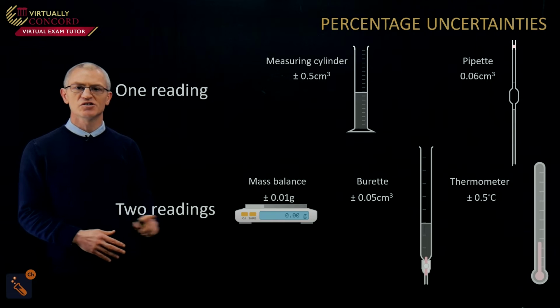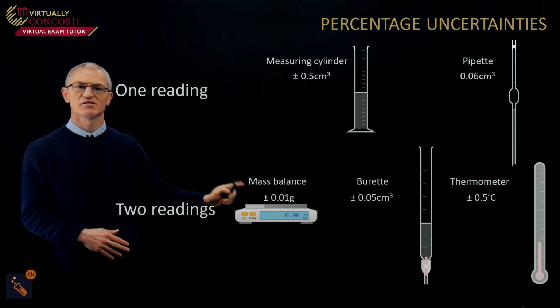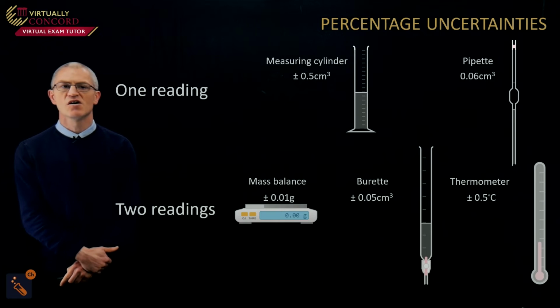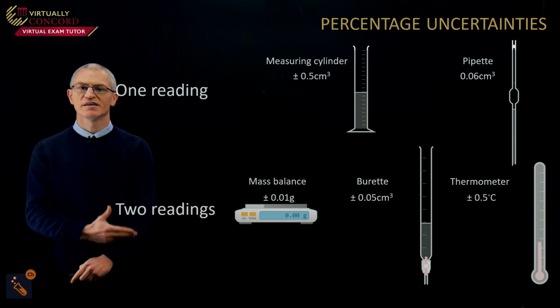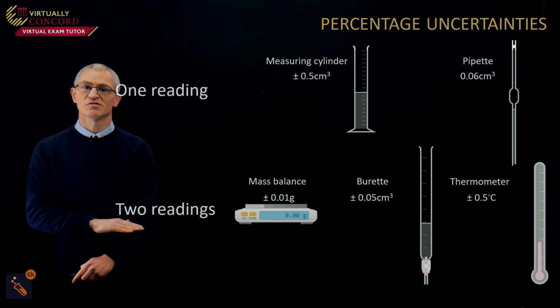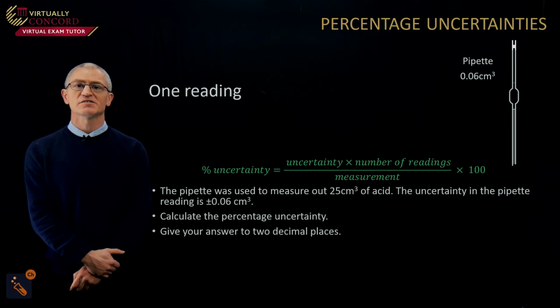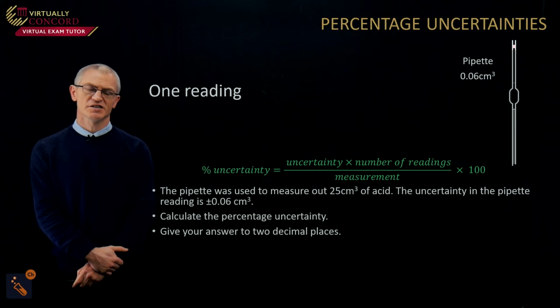We've got all of the ones that are two readings: two readings on the mass balance, two readings on the burette, two readings on the thermometer. And that is the most common mistake that you make in these questions, you don't remember that there are 2 readings on these 3 pieces of equipment, so make sure you do. Now let's go over a question about 1 reading.